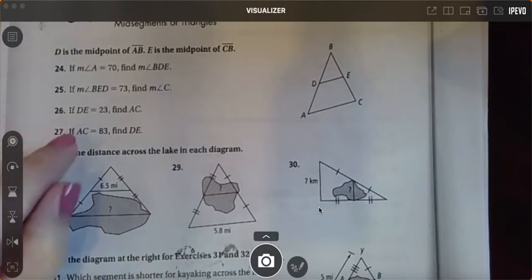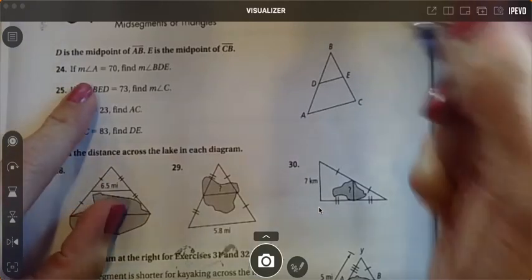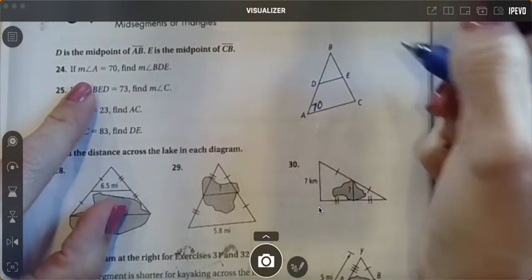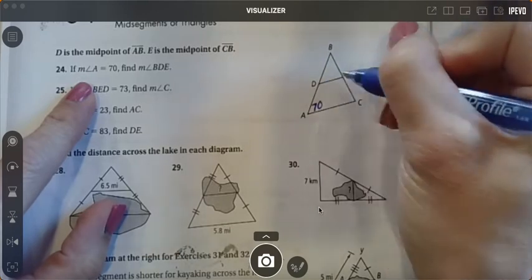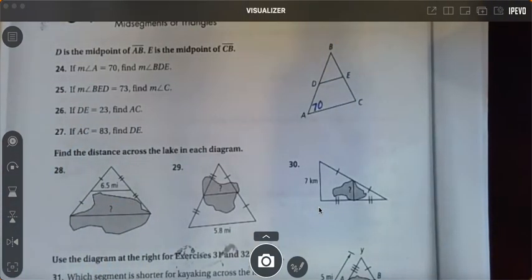It says that the measure of angle A is 70. Find the measure of angle BDE. So there's a rule that we haven't learned yet. We did all that.